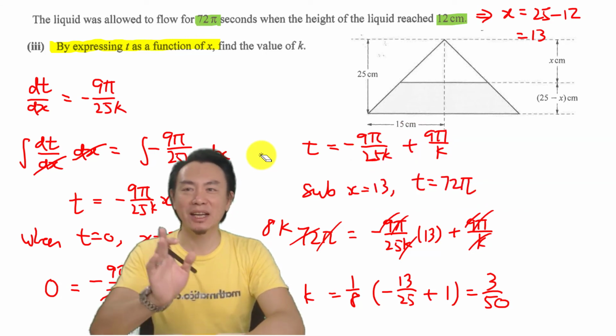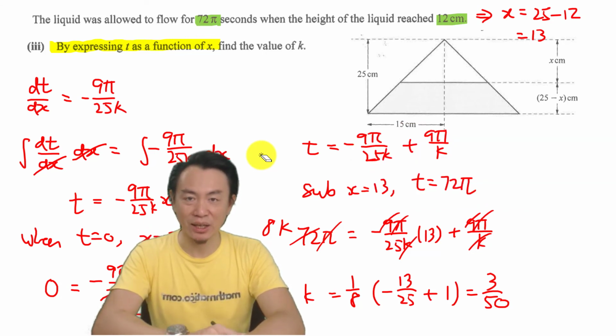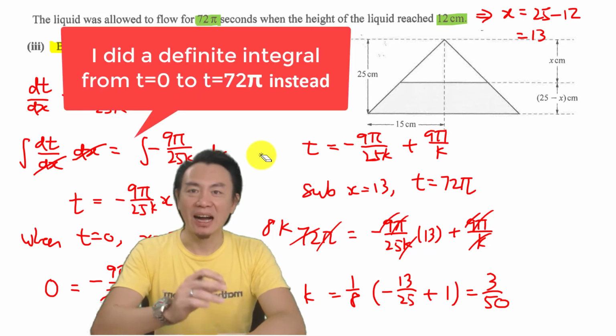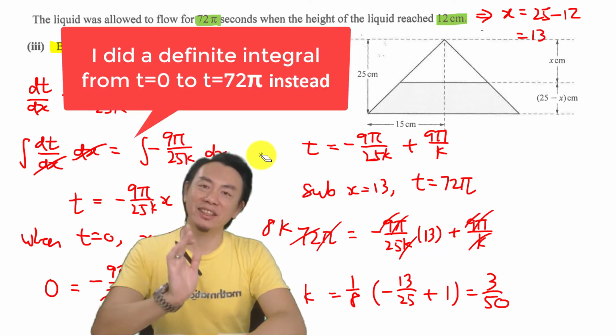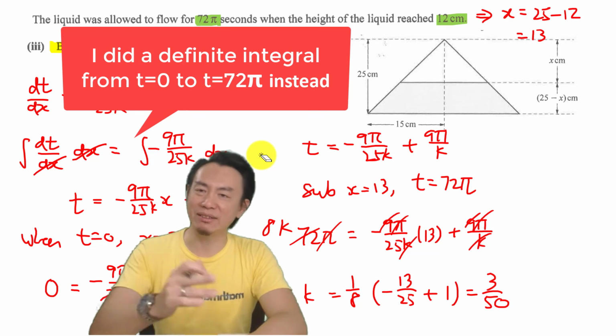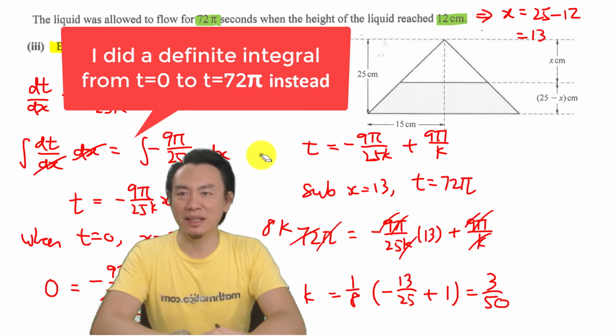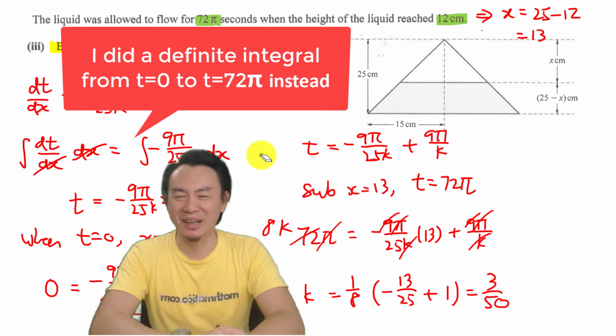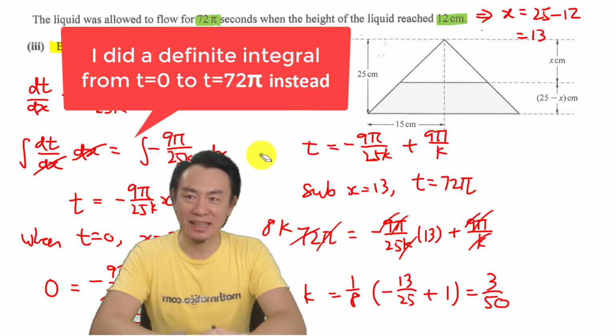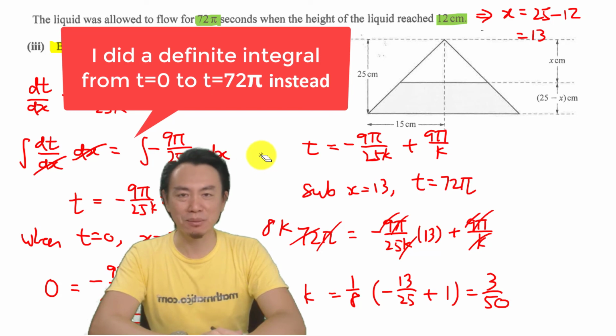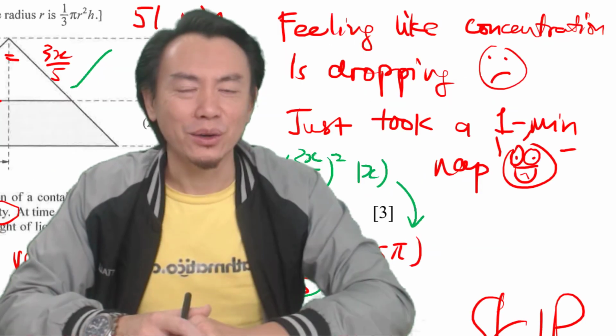Another mistake was that instead of expressing t as a function of x, which is required in this question, I went to do a definite integral from 0 to 72 pi. I haven't completely figured it out, but in the end I couldn't get a correct answer. Maybe it could have worked, I don't know. But anyway, it doesn't meet the requirements set out in the question. So that shouldn't be the way to do it as well.